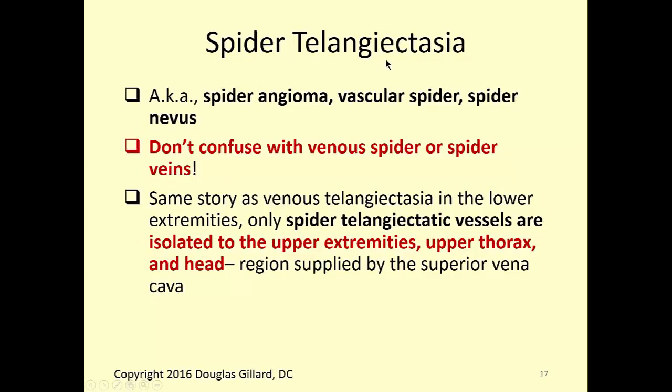So now, spider telangiectasia. This is a little different. Don't confuse this with venous spider or spider veins. It's not quite the same story. So the spider telangiectasia, these are venules still, but they're described only in the upper extremity, upper thorax, or head region. They're supplied by veins that, we don't need to worry about the names of them, but they come off the superior vena cava. So they're similar to venous spiders and spider veins, but they are of the upper extremities.